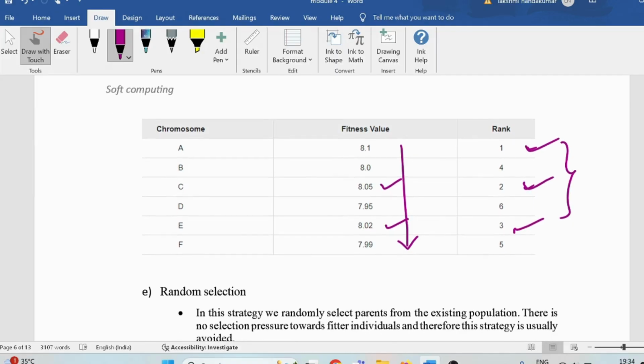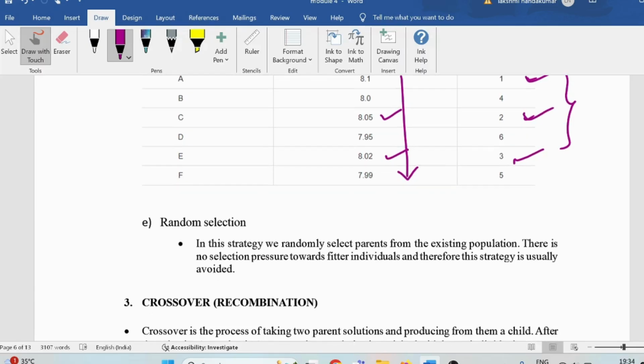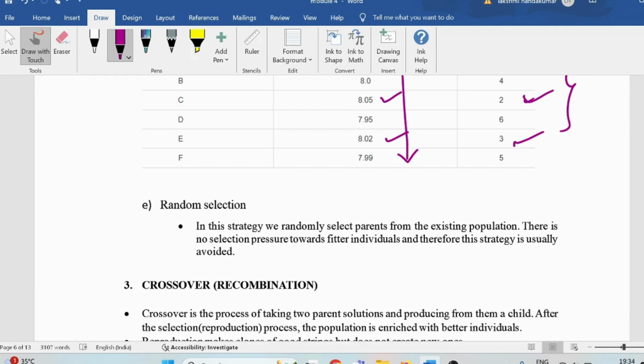Then random selection means we just randomly pick out individuals. It is not based on the fitness values. Just randomly I am going to choose a couple of values, and this is called random selection.